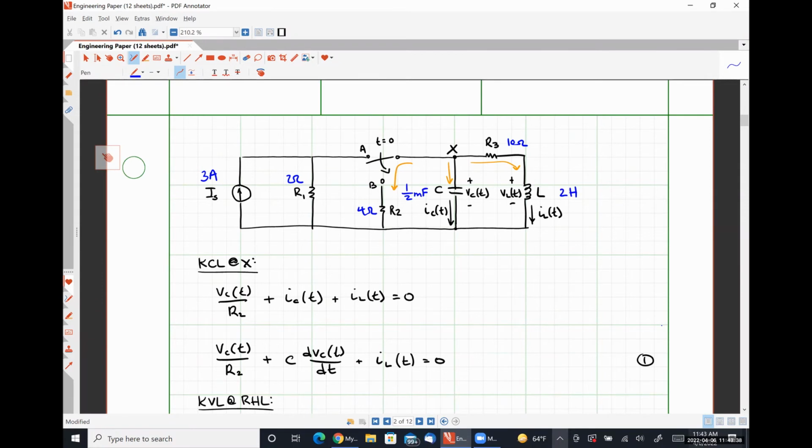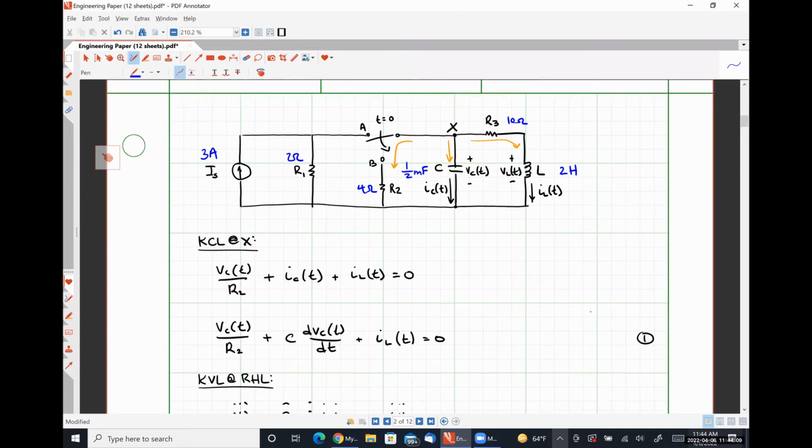For omega naught, I have the square root of 1 plus R3, so that's 1 plus 10 over R2, which was 4, divided by L, which was 2, times C, which was 0.5 times 10 to the minus 3. I get 59.161 for omega naught.